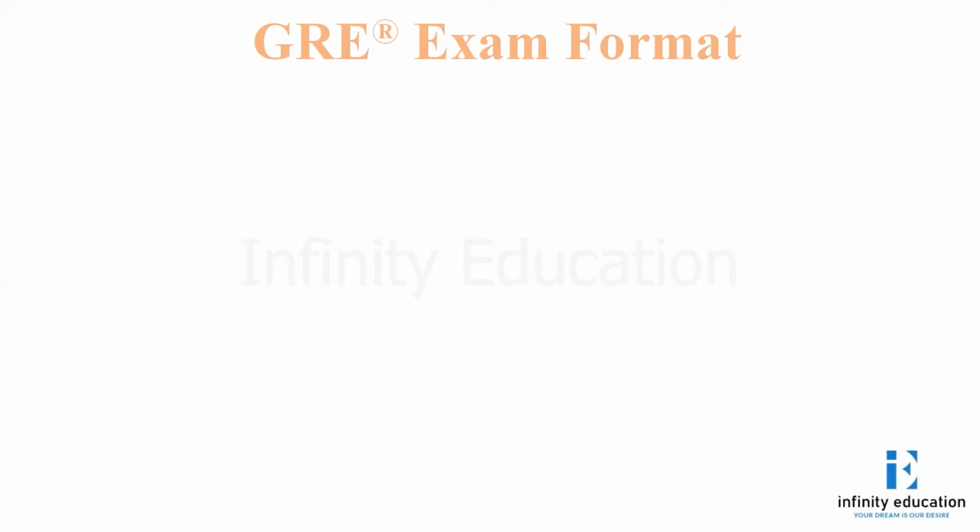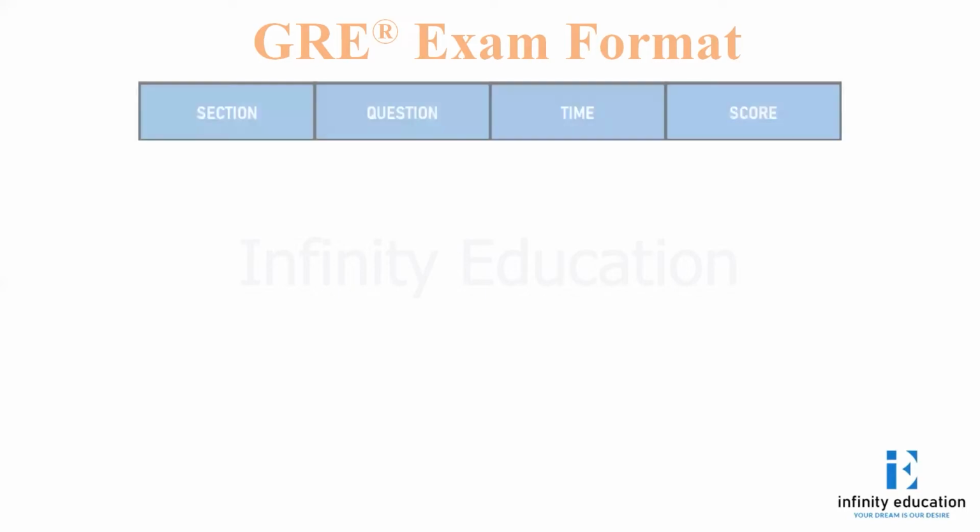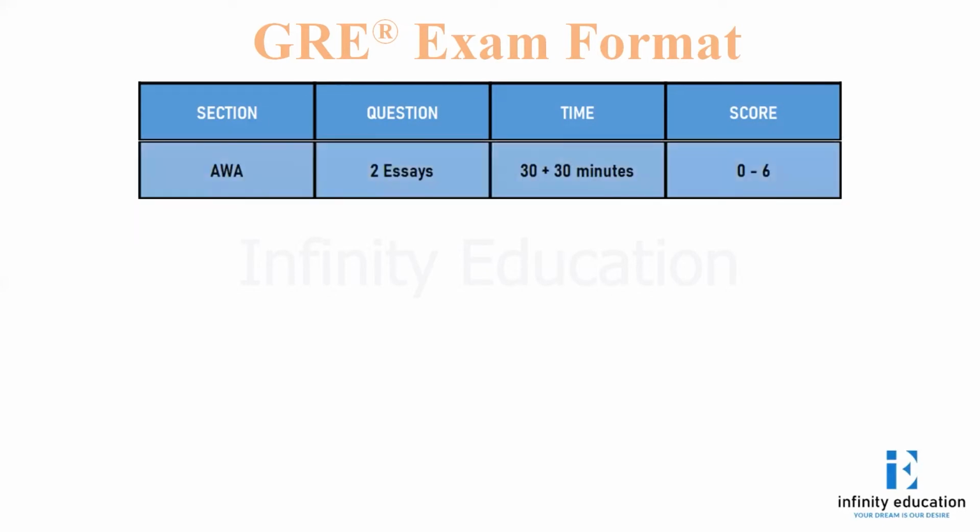Now, when we come to the next part, where we're talking about the format of the GRE test, it has not gone through a lot of changes, I must say. It has remained more or less the same format that we have seen before. The first part of the test, or the first section that we see, is called AWA, or Analytical Writing Assessment. It is basically 2 essays that need to be written, one after another.